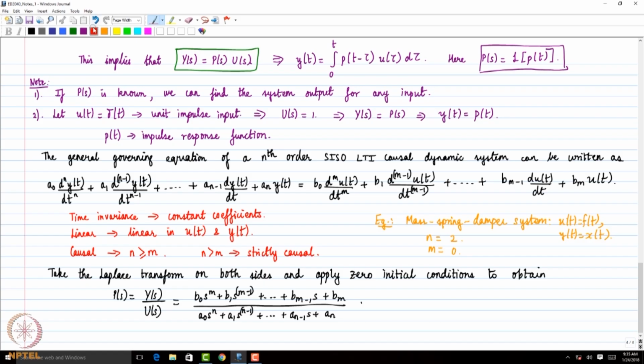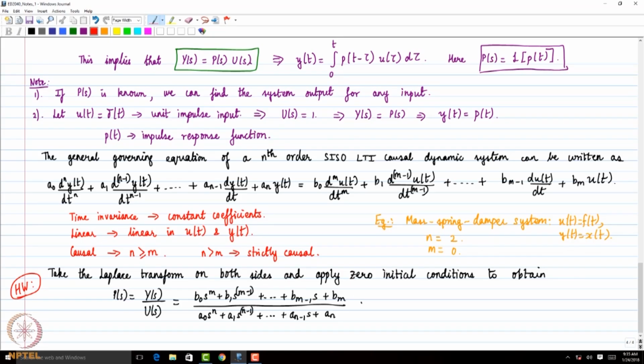Okay, so this I leave as homework. Once again, pretty straightforward. You just take the Laplace transform on both sides. If you apply all the initial conditions to be 0, when you take the Laplace transform of the nth derivative, the only term which will remain is s power n y of s. Similarly, for the n minus 1 derivative of y, the term you will be left with is s power n minus 1 y of s.